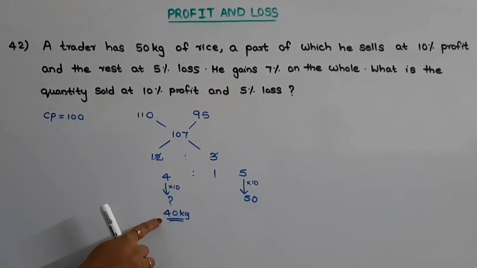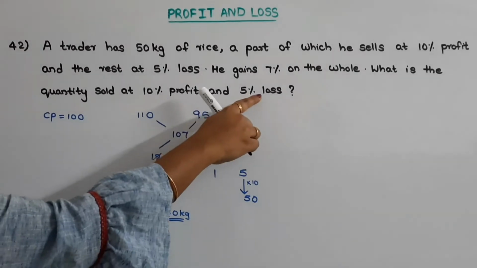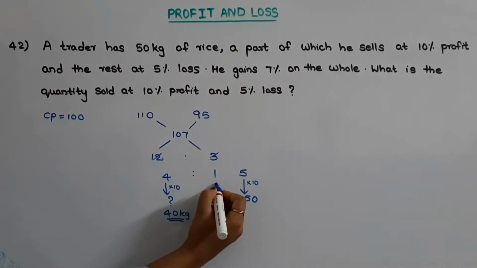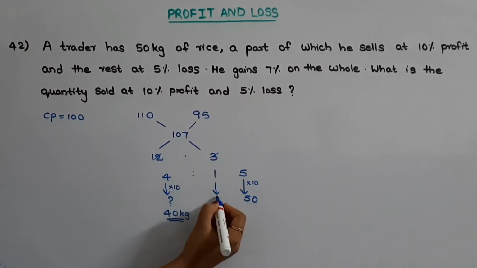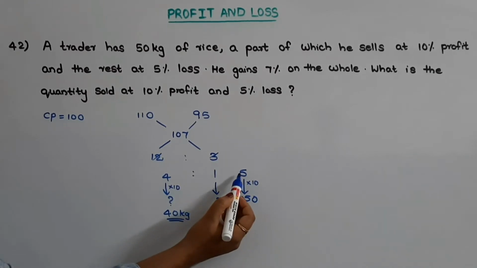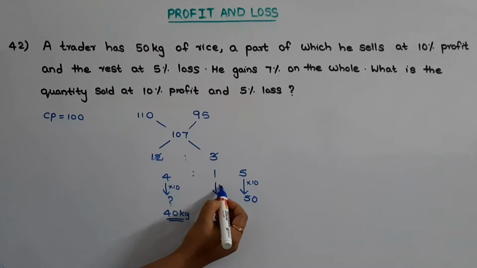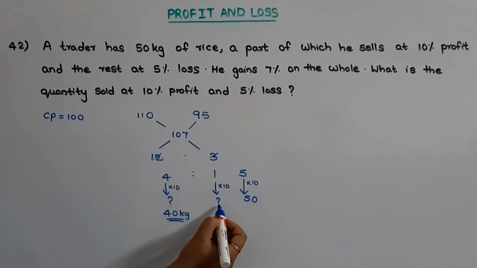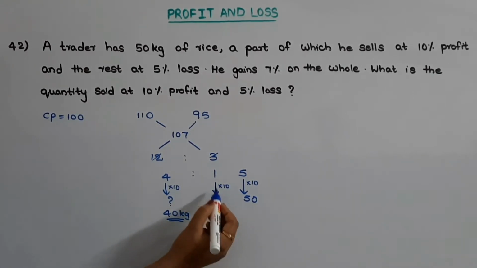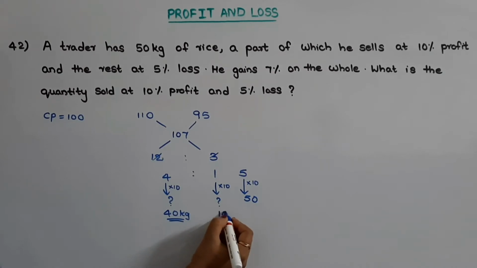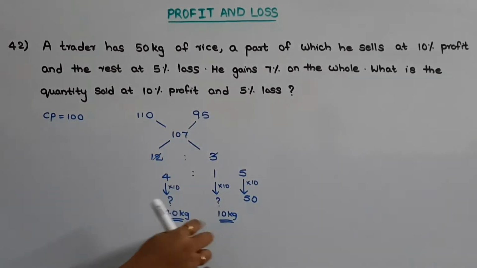Similarly we can find out the quantity sold at 5% loss. For that we need to find out what is the value of this 1. Since this 5 into 10 is 50, here also if you multiply this 1 by 10, you will get this value. So this will be equal to 1 into 10, that is 10 kg. So the quantity sold at 5% loss is 10 kg. So these are the answers.